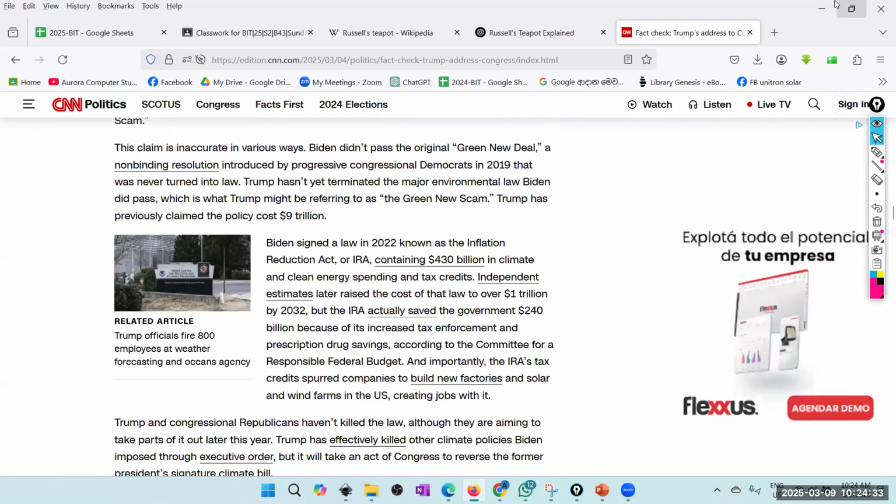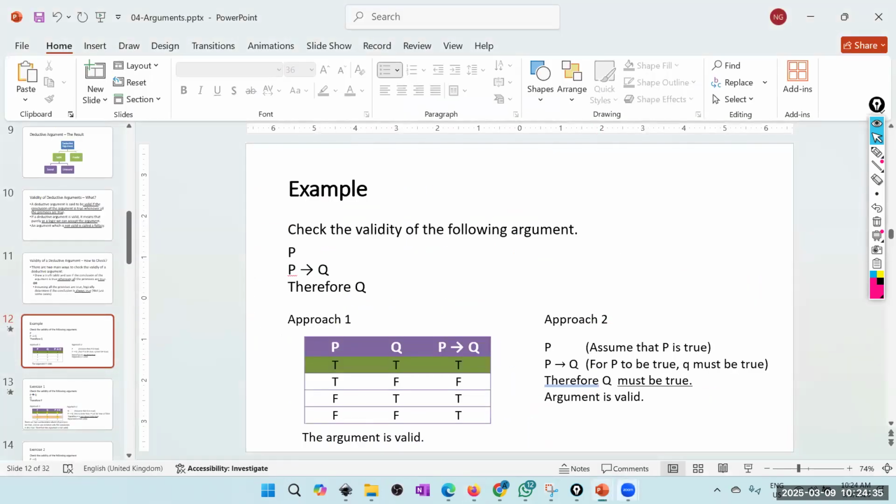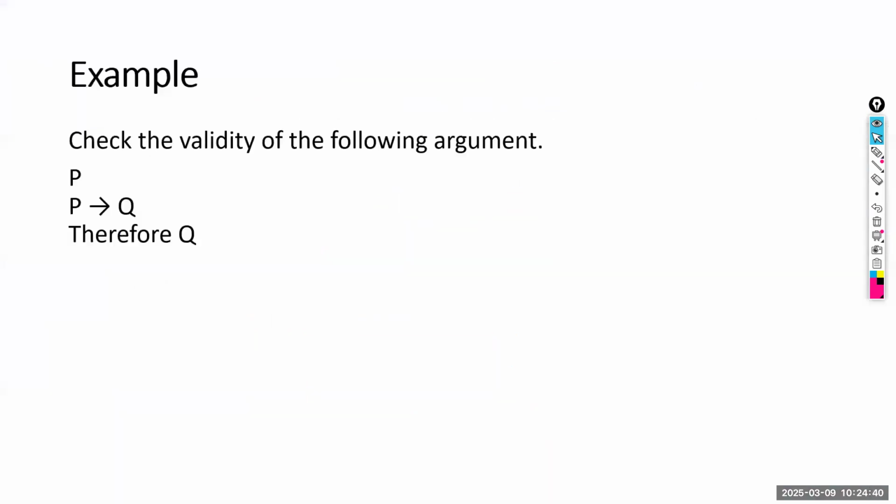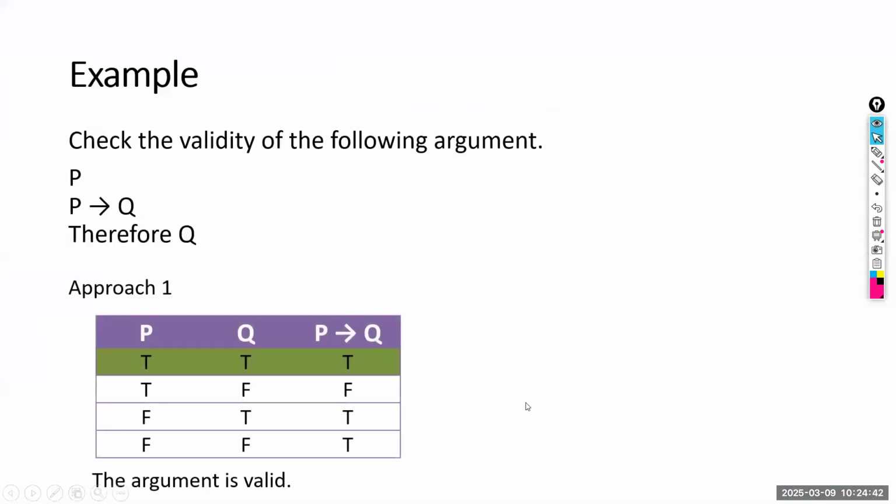Right? Fact check. Why do we need to fact check? Because then only we can check whether it's sound. So what we are doing right now is checking whether it's valid. But if you can't find such a flaw, definitely this argument is invalid. That is the end of the story.